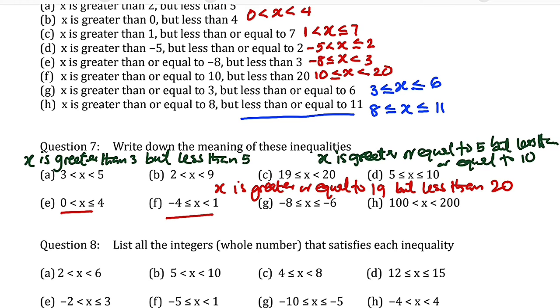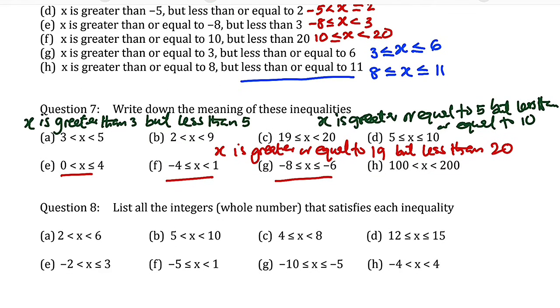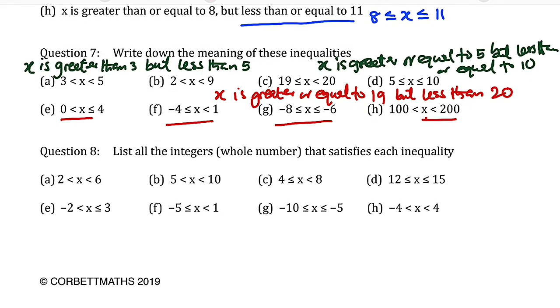This is x greater than or equal to negative 4 but less than 1. We have x greater than or equal to negative 8 but less than or equal to negative 6. X is greater than 100 but less than 20. And here we are asked to list all the integers, whole numbers, that satisfy each of these inequalities.